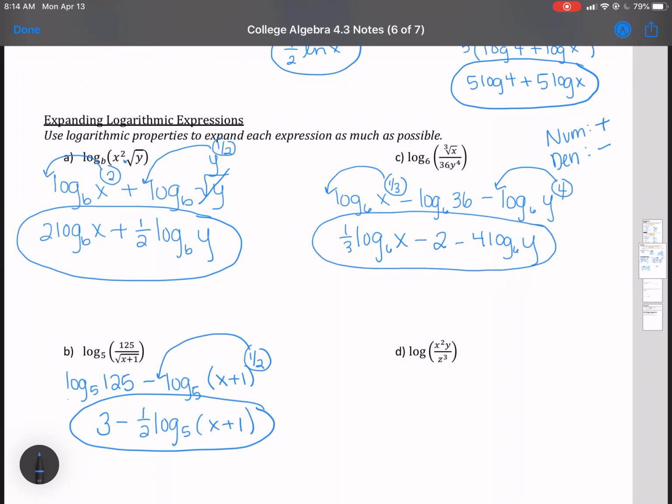And then on d, log of x squared y divided by z cubed. Break it apart. Remember, anything in the numerator is going to be addition. So we have log of x squared plus log of y minus log of z cubed. And then we're going to move our exponents to the front. So we have 2 log of x plus log of y minus 3 log z.